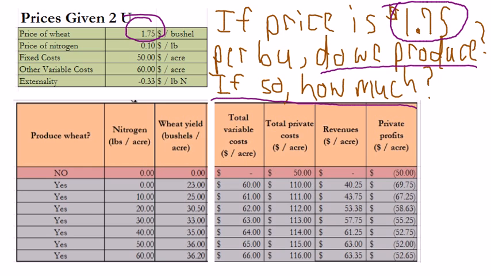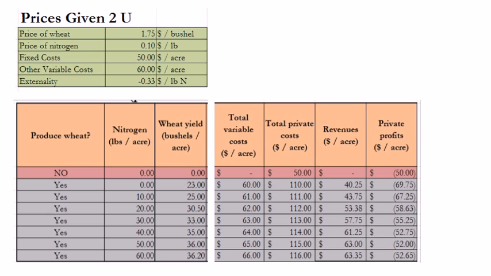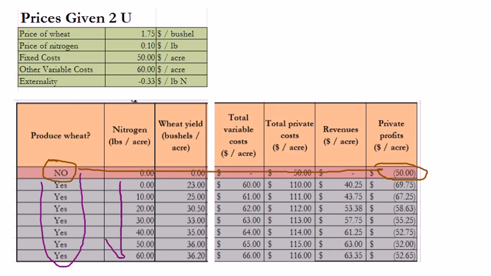Remember how this table is set up. We have choices. We cannot produce wheat, and if that's the case, then we're going to lose $50 per acre. Or we can decide that we do want to produce wheat. And if we decide we want to produce wheat, we then have to figure out how much nitrogen we're going to apply. Should we apply 0, 10, 20 pounds of nitrogen per acre, or maybe perhaps as much as 60? And depending on the nitrogen application, we get a certain amount of wheat to sell.